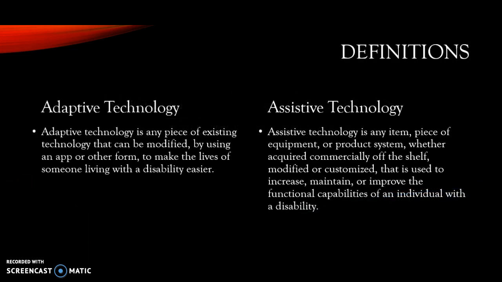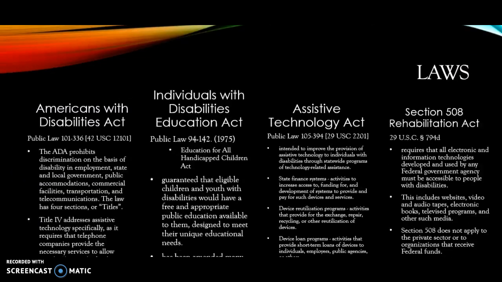Definitions. Adaptive technology is any piece of existing technology that can be modified by using an app or other form to make the lives of someone living with a disability easier. Assistive technology is any item, piece of equipment, or product system, whether acquired commercially off the shelf, modified, or customized, that is used to increase, maintain, or improve the functional capabilities of an individual with a disability. This does not include surgical devices or the replacement of them.